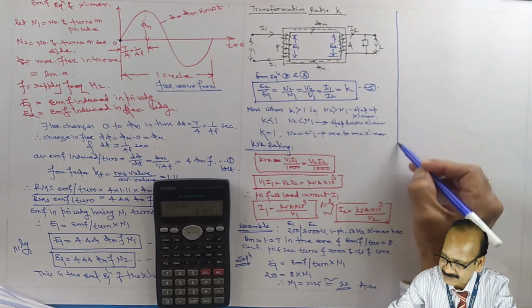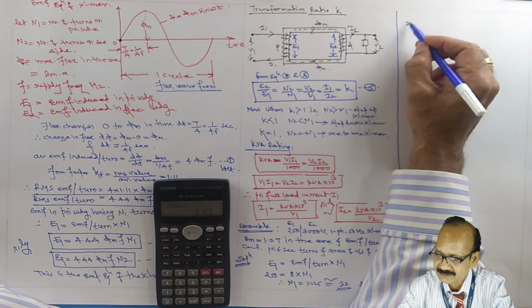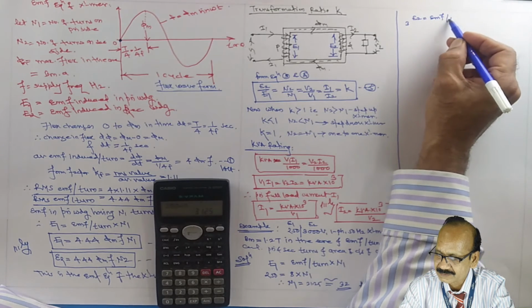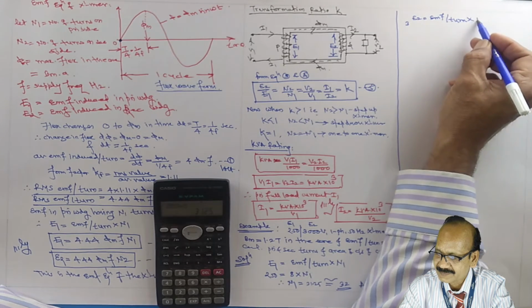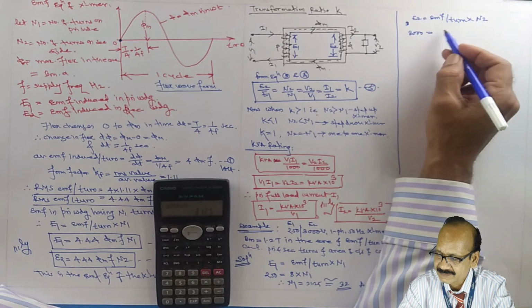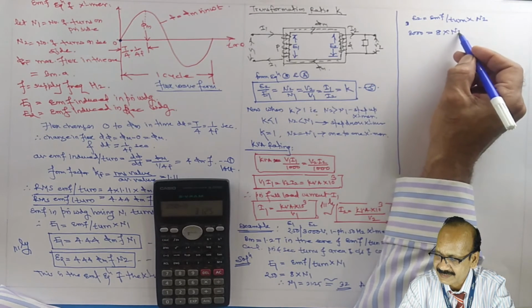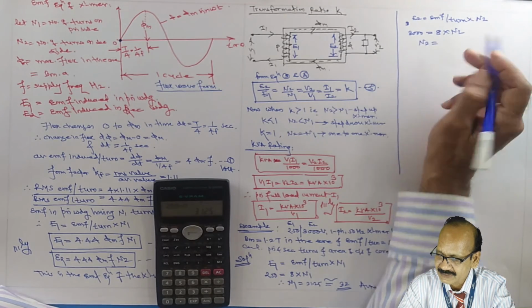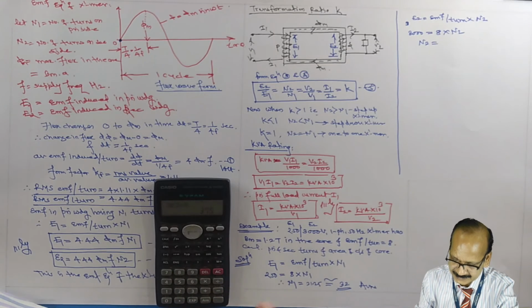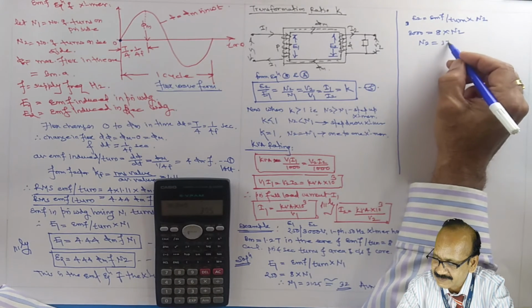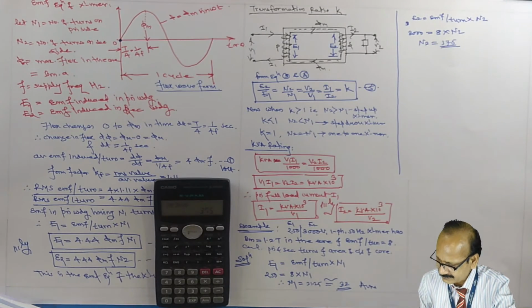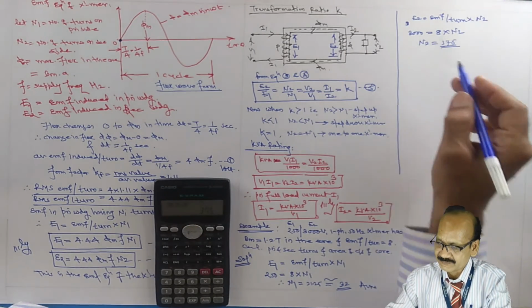Similarly, we can find out E2 equals EMF per turn multiplied by N2. So 3000 equals 8 multiplied by N2. Therefore, N2 equals 3000 divided by 8, that is 375. So the number of turns on the secondary side is 375 and on the primary side 32.